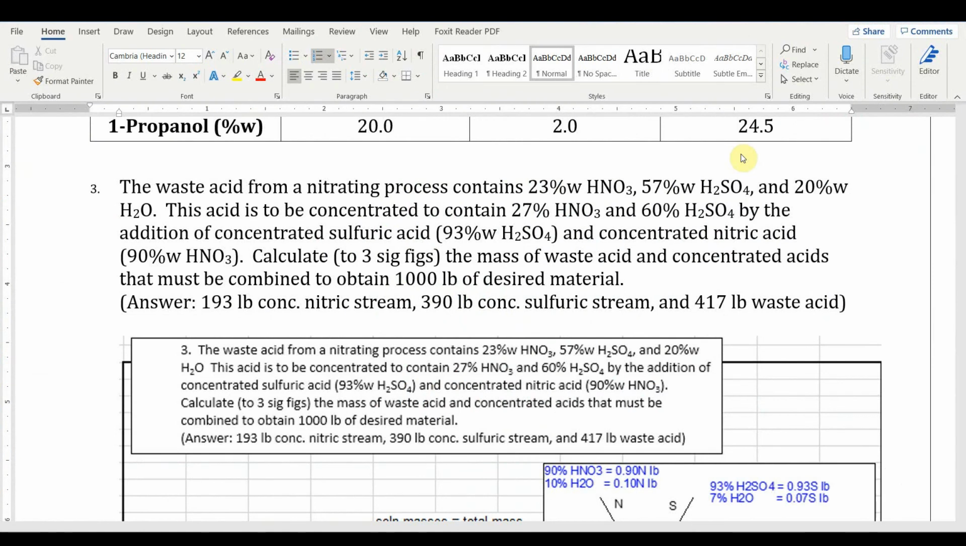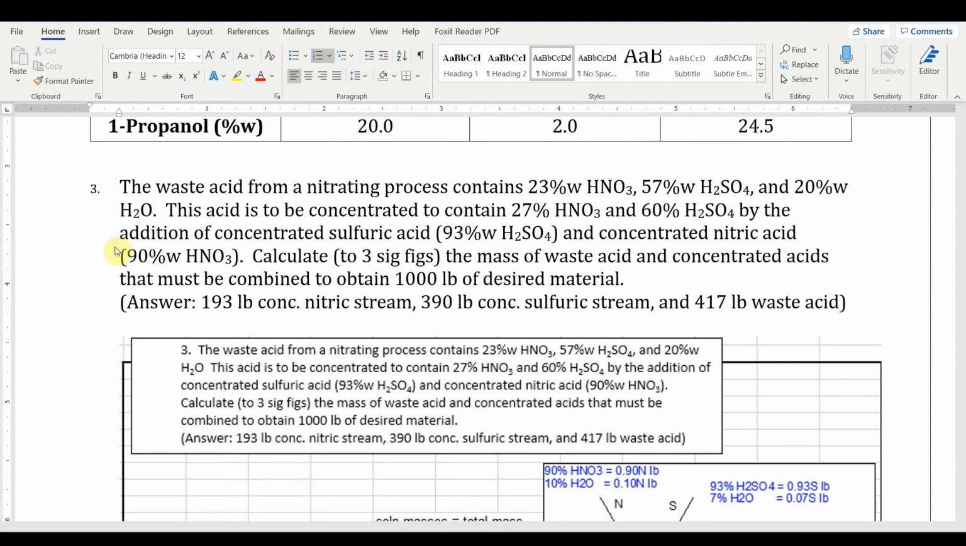Page 377, problem number 3. The examples we've done so far have been separation problems, distillation as a separation, but you can also solve mixing problems or combination problems in a similar fashion.